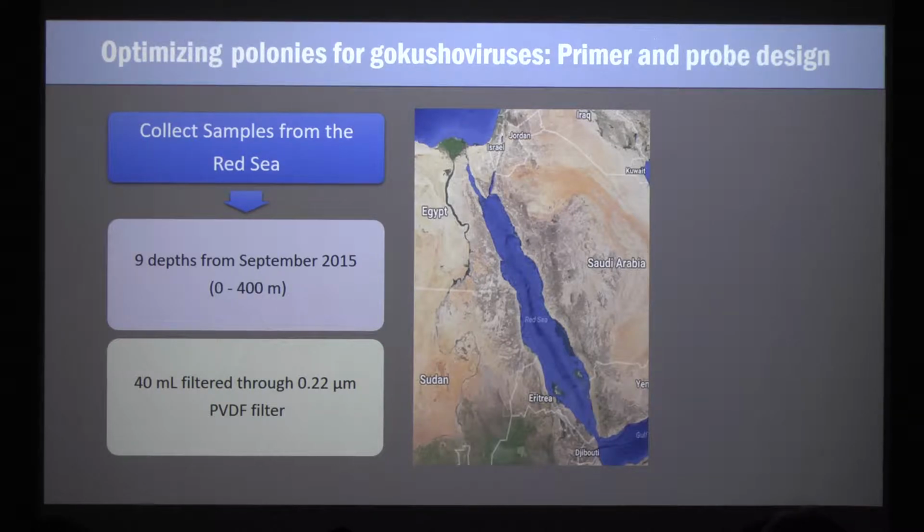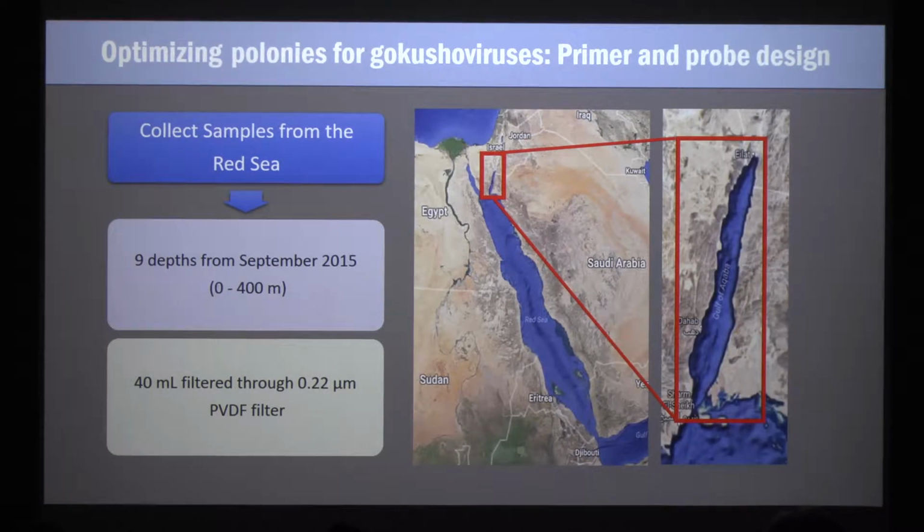So just to orient yourself, the Red Sea is between Egypt and Saudi Arabia, and we're actually collecting samples in this offshoot, the Gulf of Aqaba, at the most northern point, because that's where it intersects with the southernmost part of Israel. The Gulf of Aqaba becomes fairly deep fairly quickly, so we can sample from about 0 to 400 meters. I needed to get an idea of what the gokushovirus diversity was before I designed my primers and probes to optimize this technique for them.